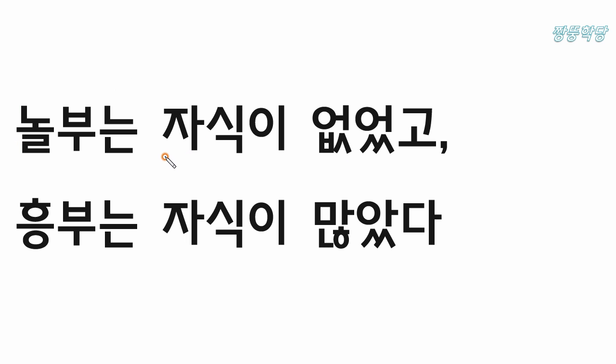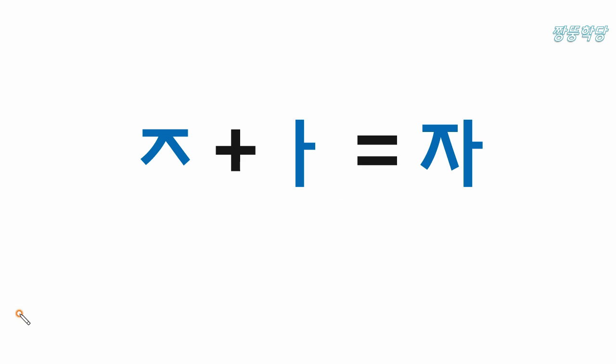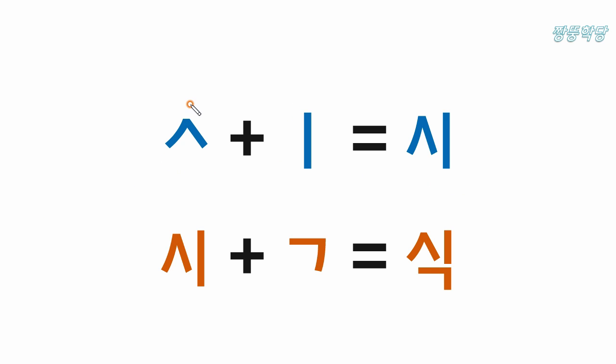And we need to learn this word. Let's learn this word, how to read it. This is 자식. It sounds 주 and it sounds 아. So 주아 equals 자. And it sounds 스 and it sounds 이. So 스이 equals 시 and it sounds 크. So 식 equals 식. 시읍 식.